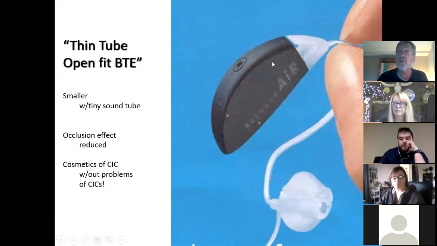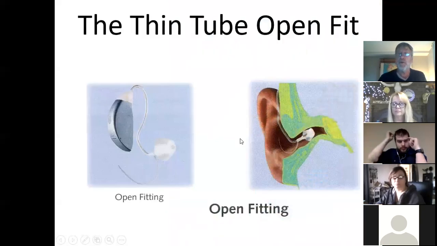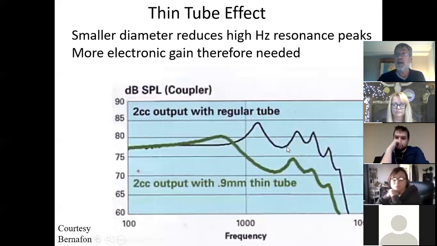So the manufacturers of these know that they have to really produce a lot of highs because you're going to lose a lot of them going through that thin tube. So then remember, where would the receiver be of this hearing aid? It would be up in here. The mic would be here, the receiver would be here, and the sound would be traveling through the thin tube. Of course, as we know, thin tube, open fit. Large vent, open fitting. And look at what the thin tube effect is. It cuts out the highs compared to the regular sized tube.